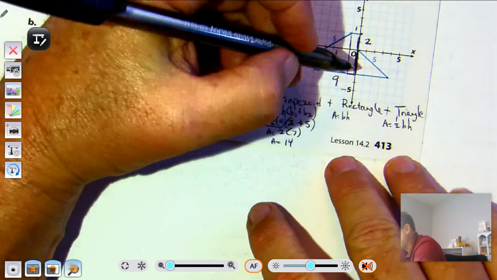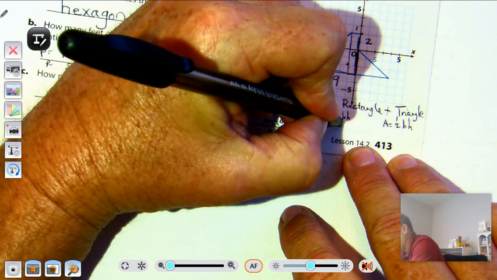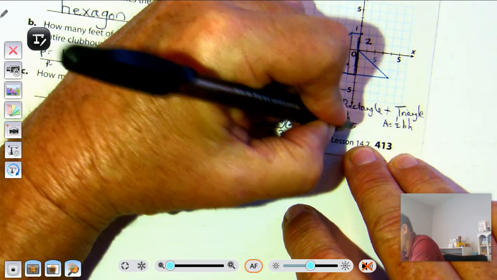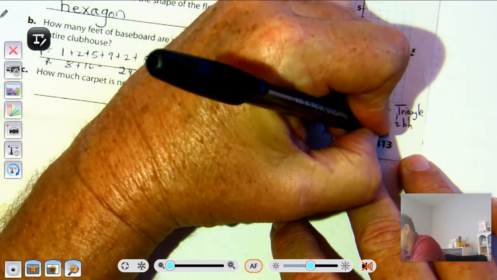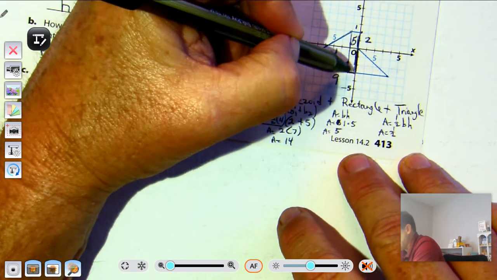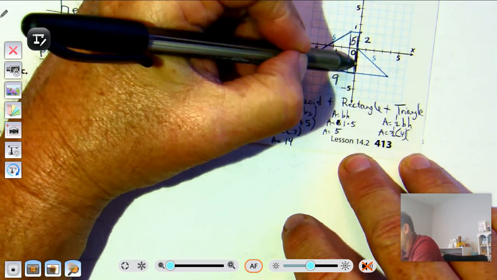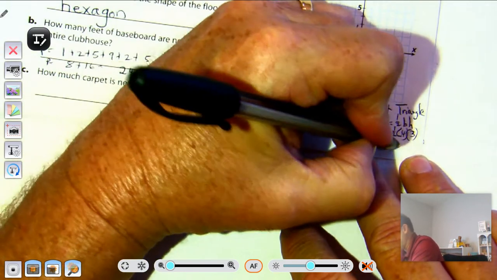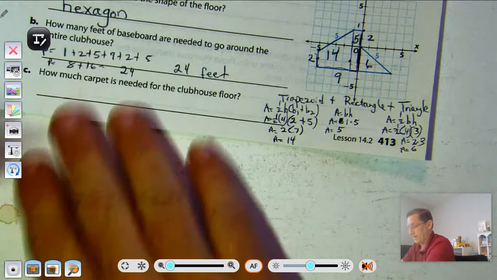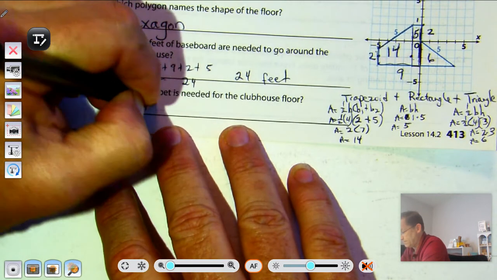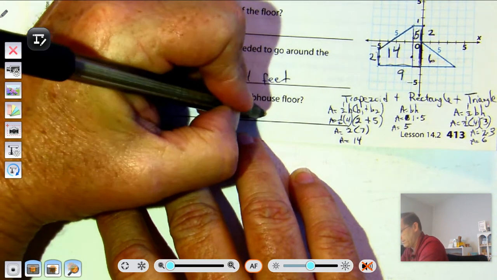The rectangle is 1, 2, 3, 4, 5. Has a base of 1 and a height of 5. So 5 square units. And the triangle, the base of the triangle is 1, 2, 3, 4 units. And its height is 1, 2, 3 units. So 1/2 of 4 is 2. 2 times 3 is 6. So we have area equals 14 plus 6 plus 5, 25 square feet.